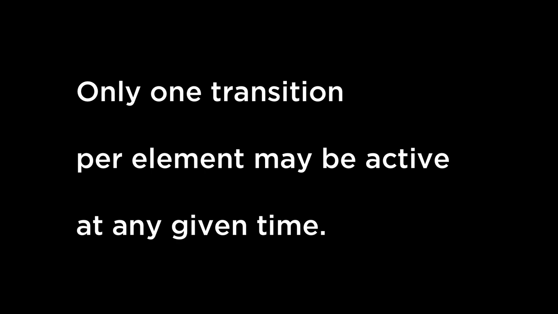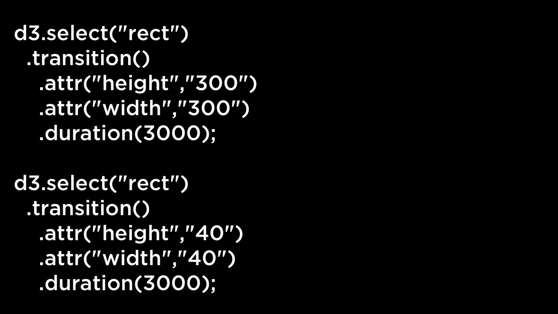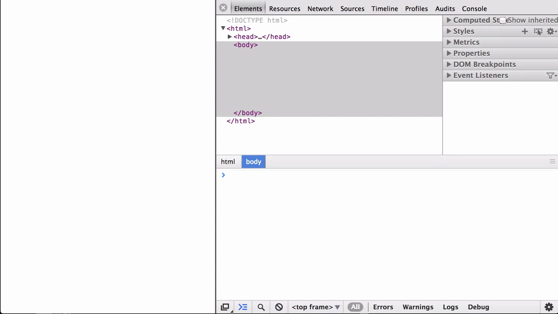D3 is built so that only one transition per element may be active at any given time. Not only that, if a newer transition runs on a given element, it cancels any prior transitions, even those that were scheduled but have not yet run, which means that in the example on the screen, the expansion transition will be canceled. Let's reset the browser and do the two transitions to see how one cancels the second one.